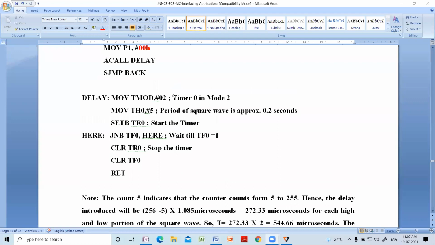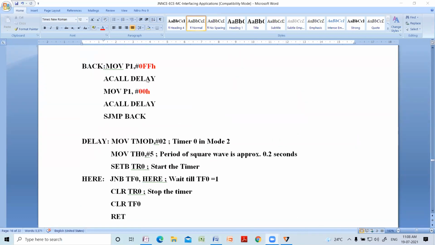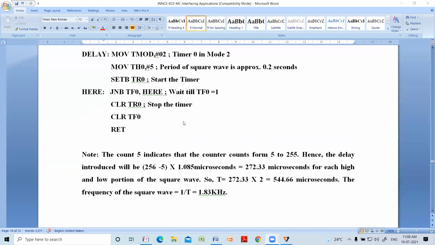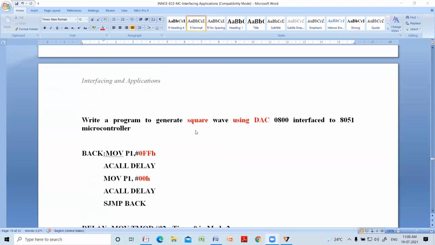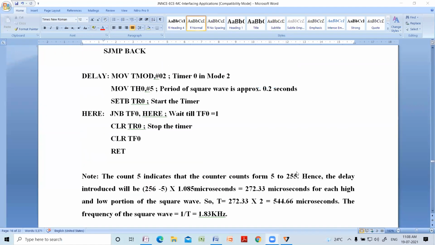So this particular delay program would generate a square wave of period 0.2 seconds. That is, one pulse width is 0.1 second actually. So P1 high pulse 0.1 second. Once again it is sending 00, once again a low pulse. So the count 5 indicates that the counter counts from 5 to 255. That is why TH0 you have to load it as -5. Actually you have to load it as -5.